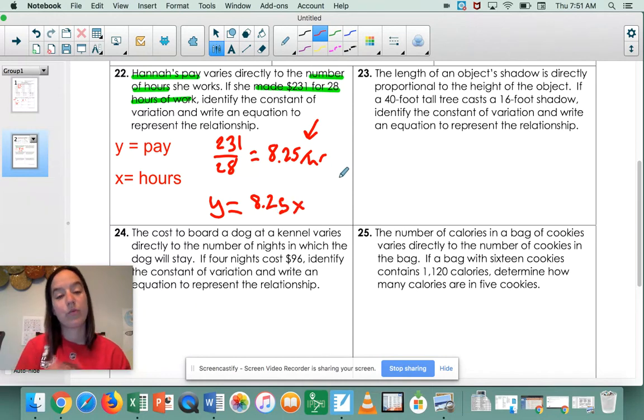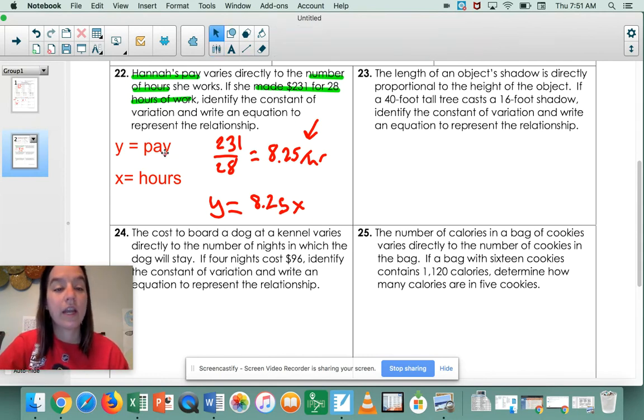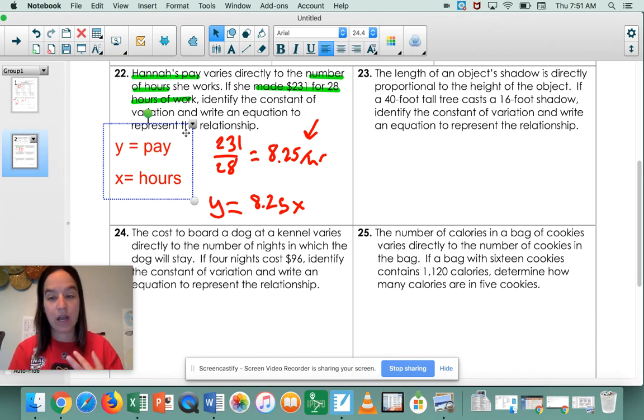So when you see these word problems, don't freak out. First thing you want to do is you want to create your, what is your y, what is your x, and you're going to see that because in the problem, it'll say something varies directly to another. And it will always be y varies directly to x, okay? It will then always give you a rate, so some point, like the 231 for 28 hours, and that's how you figure out your constant rate by using division, okay?